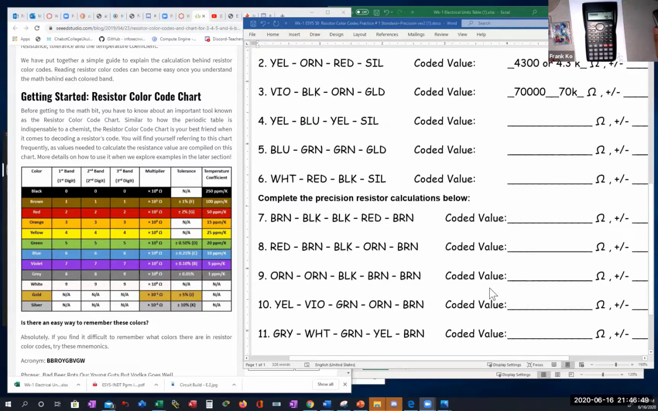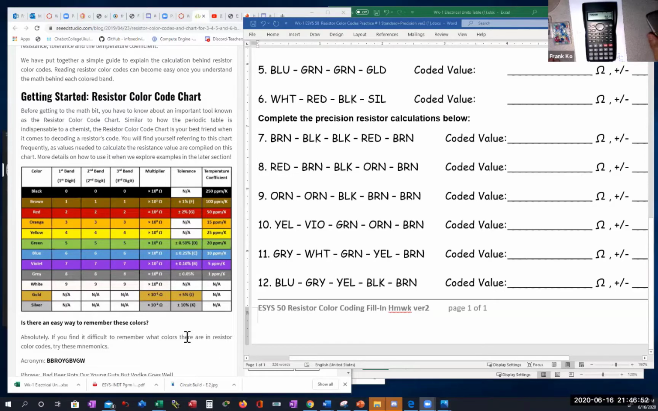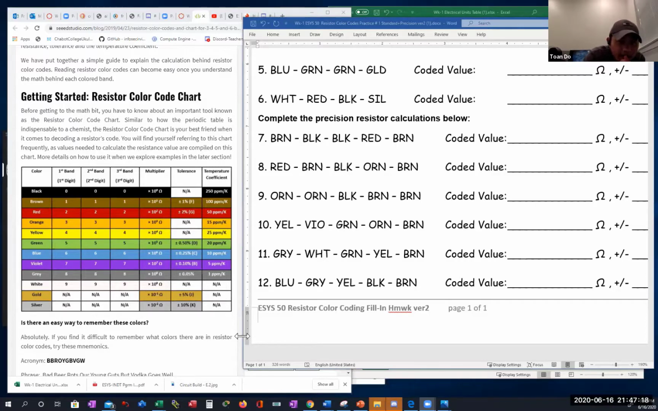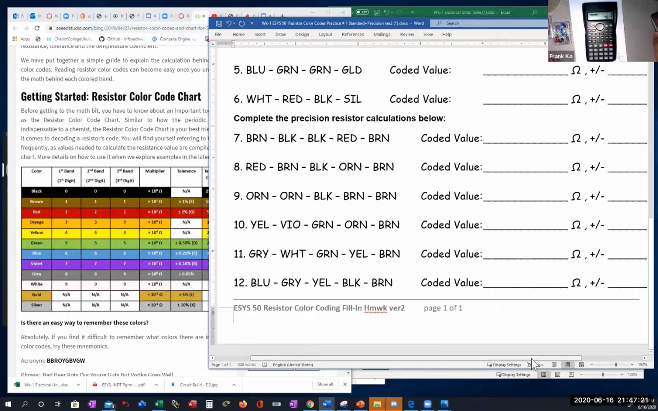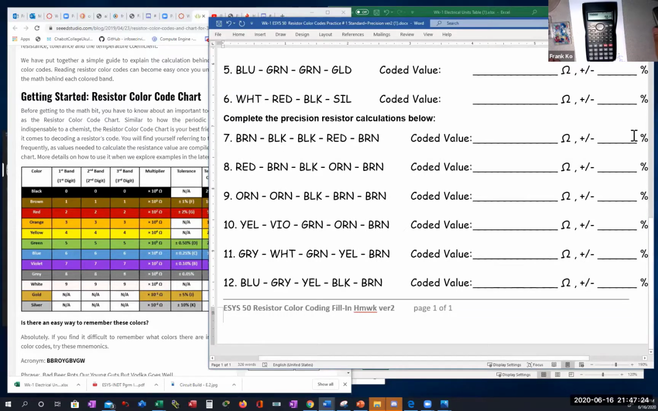Let's talk about precision resistors. Precision resistors are what you have in your kits, my friends. And precision resistors, we happen to have all of them ending with a brown band. If they end with a brown band, take a look at brown on our chart. Take a look at tolerance. Tolerance for brown is plus or minus how many percent? 1%. These are rocking resistors in terms of accuracy. Not plus or minus 5, not plus or minus 10. All of these are 1% based on all of these being brown bands.